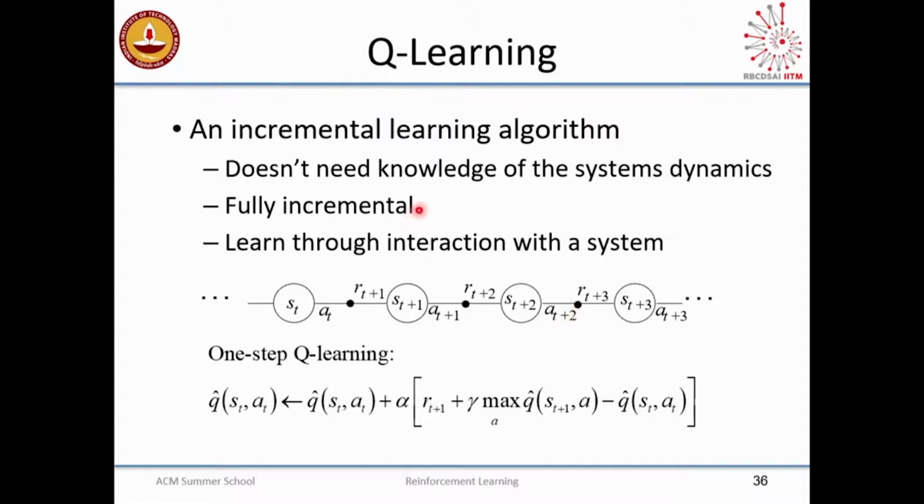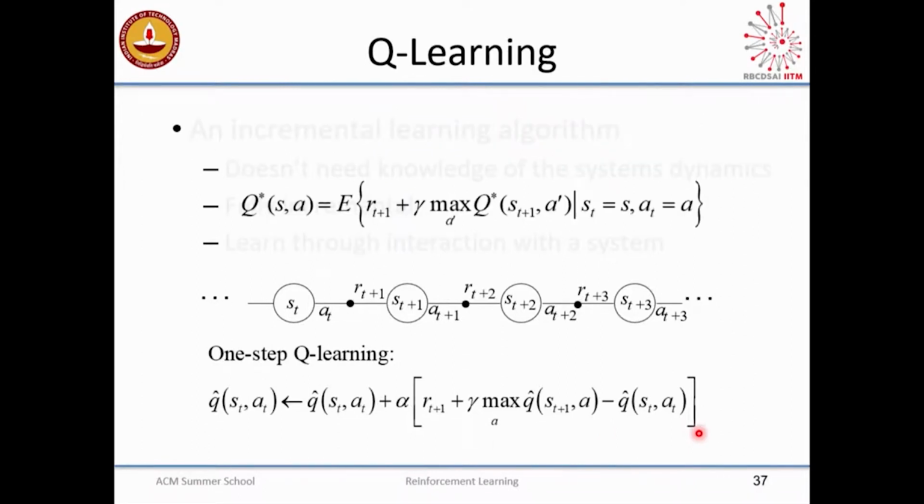The other thing is it's also fully incremental, in the sense that every time you take an action and go to a next state, you do something to change your value function. So we'll look at what is called one-step Q-learning. I'm not going to talk about the other versions of Q-learning today, but look at something simple like one-step Q-learning. And this is the update equation. How did we come to that update equation? I'll take a few steps slowly, but let us refresh your memory.